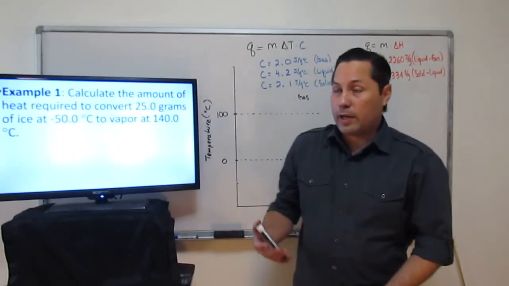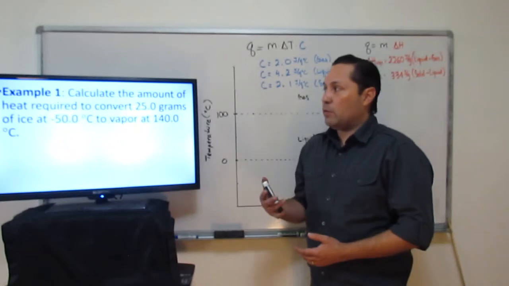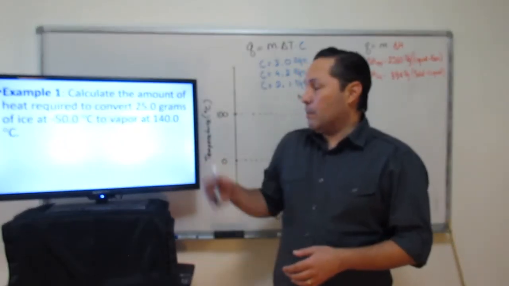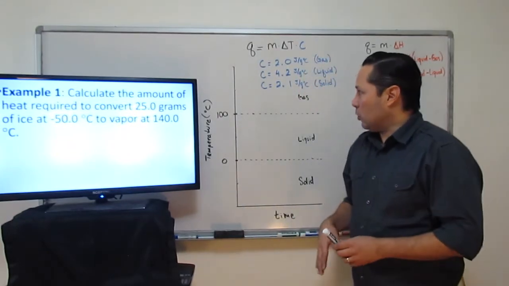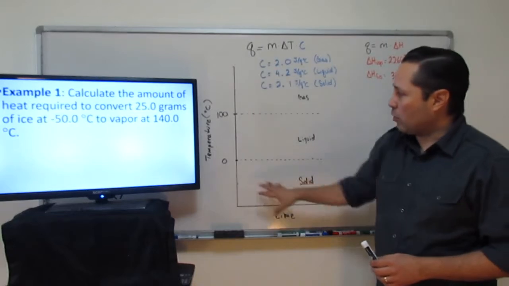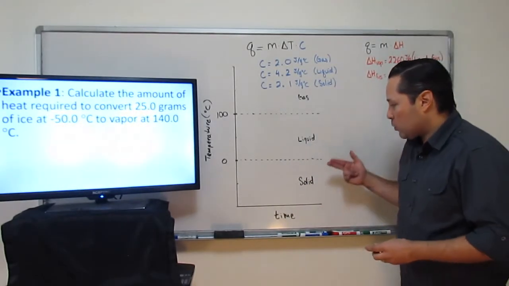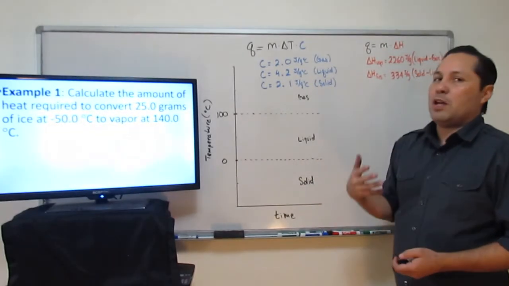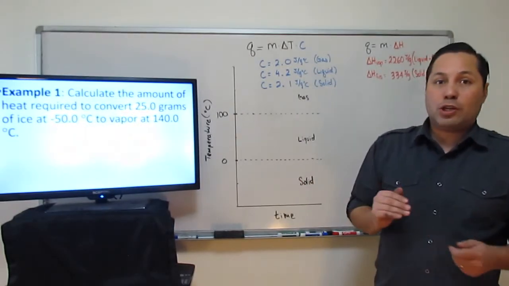Let's go ahead and take a look at example 1. In this problem, we ask the following question. Calculate the amount of heat required to convert 25 grams of ice at -50 to steam at 140 degrees Celsius. One of the things I like to do is to draw a graph with the information that's there. The reason I like to do that is because it helps you visualize when you have a solid, liquid, or gas. Again, the 0 and 100 represent the melting point and boiling point for water. So that is where the phase changes happen.